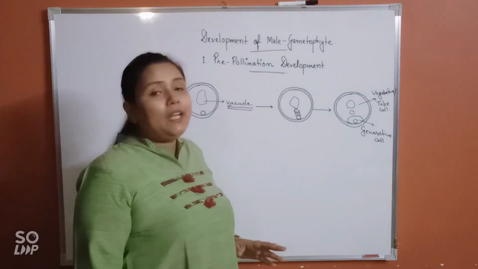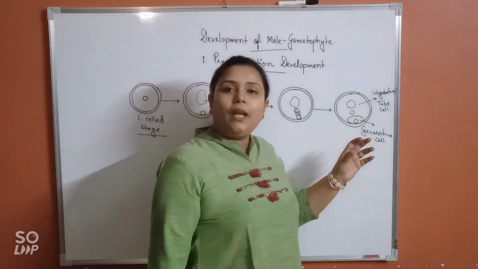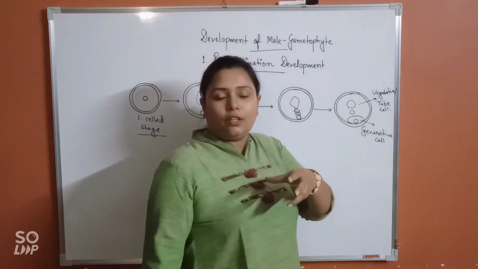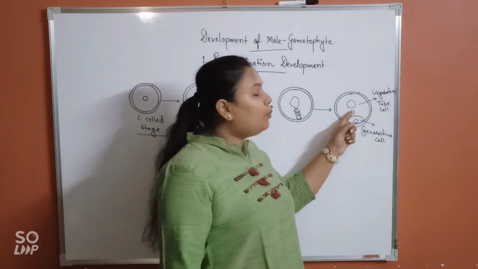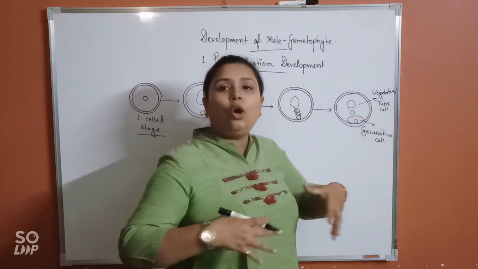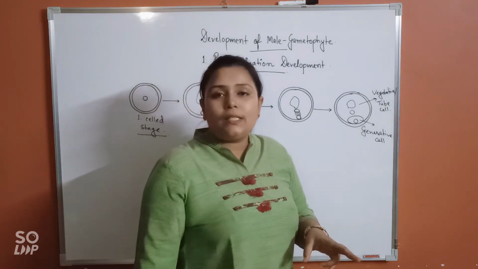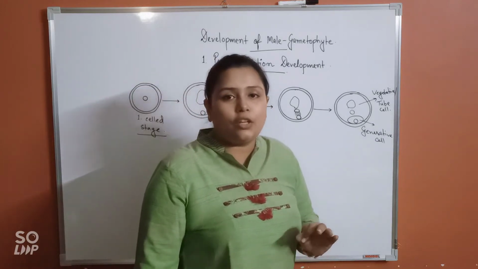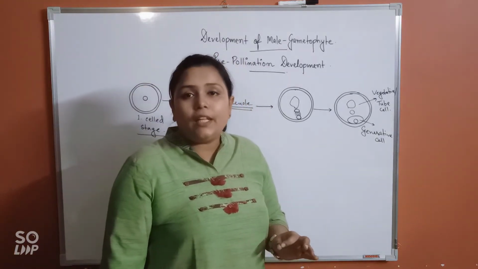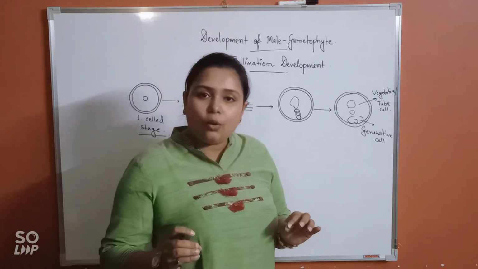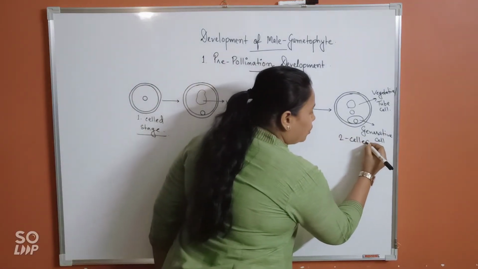But the karyokinesis is going to be unequal. One of the nuclei will be surrounded by thin, peripheral cytoplasm, whereas the other one will be surrounded by a lot of protoplasm or cytoplasm. So this will give rise to two unequal cells. The smaller cell will be known as the generative cell and the larger one will be known as the vegetative or tube cell. Is that clear now? So this is called the two-cell stage.